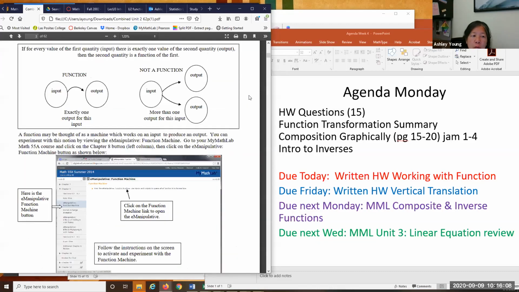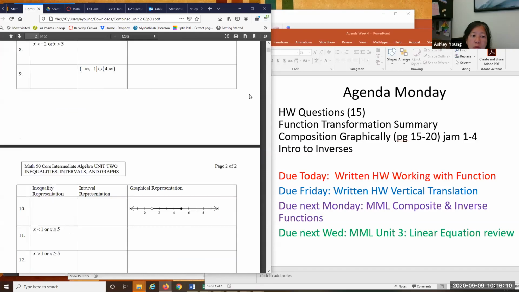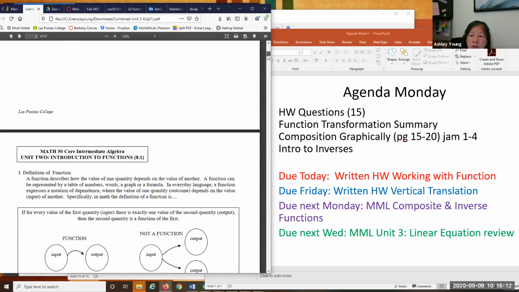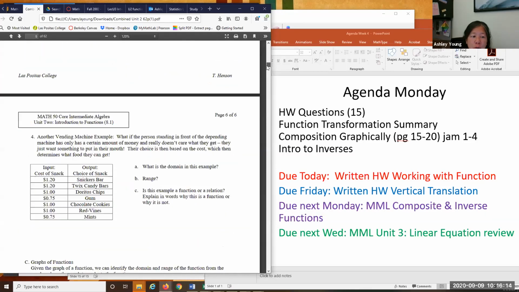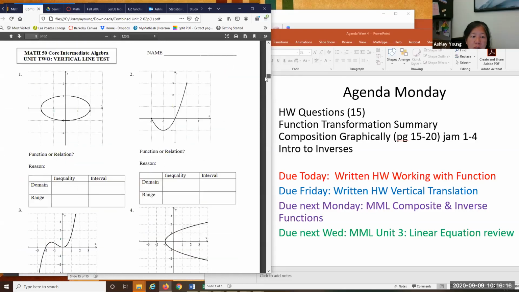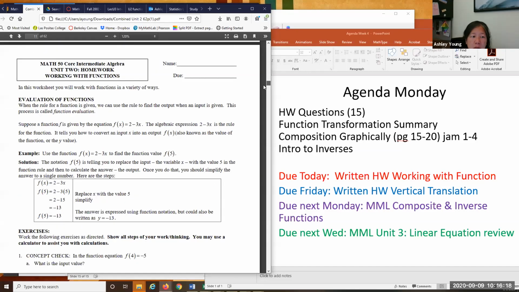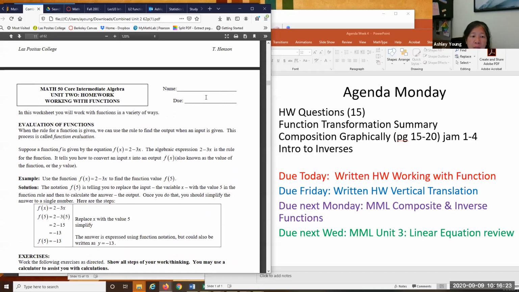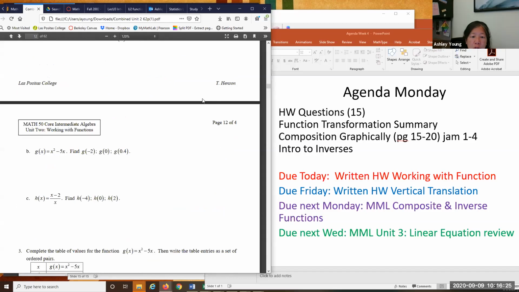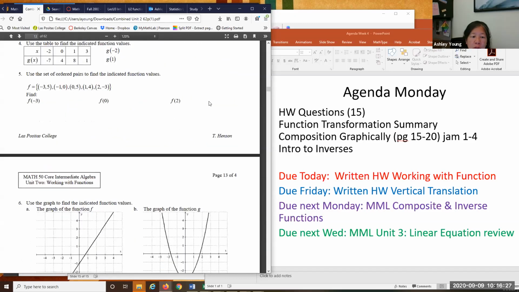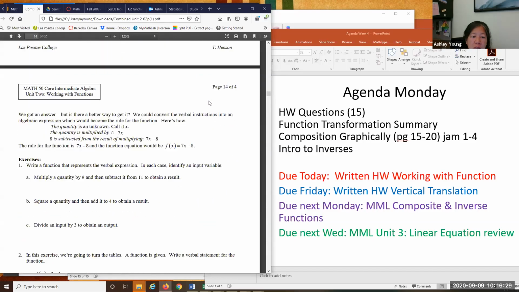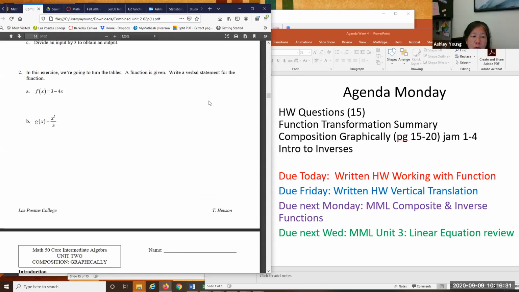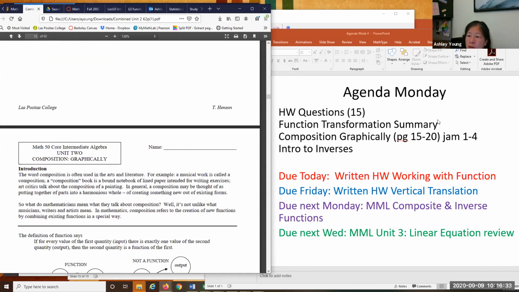I don't think this was a homework. So the working with functions homework is, here it is. So this is pages 11, 12, 13, 14.